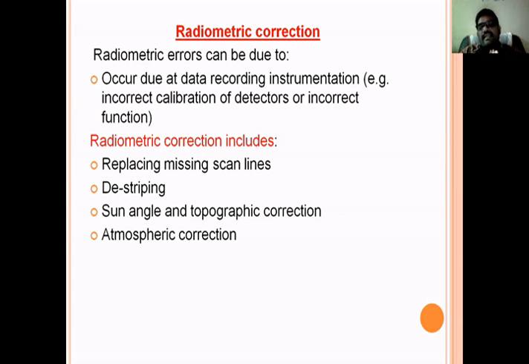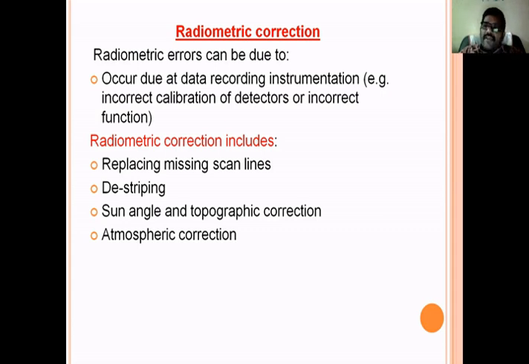See here, radiometric errors may occur at data recording instrumentation because of the incorrect calibration of detectors or incorrect function. How may these flaws occur? What is the prime cause of these flaws? That means because of the miscalibration of sensors, because of non-functioning of the detectors, these types of errors may occur.